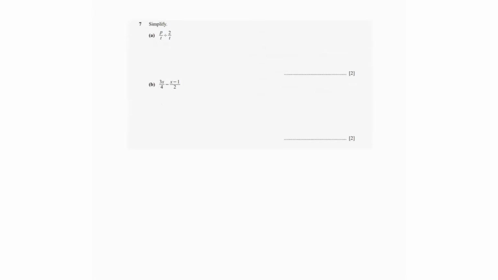Then we've already talked about this, like for division, you will keep the first fraction as it is, change division to times, and then flip the second fraction and simplify. For fractions with unlike denominators, if you're adding or subtracting them, you have to make the denominators equal.